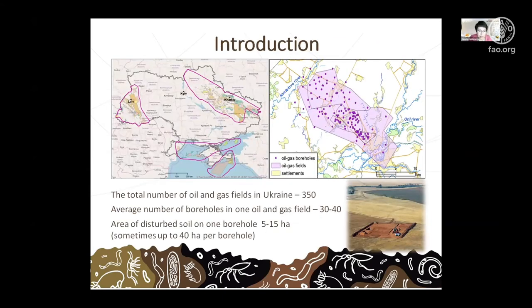Some statistical data. The total number of oil and gas fields in Ukraine is 350. The average number of boreholes in one oil and gas field is about 30 to 40. The area of disturbed soil on one borehole is from 5 to 15 hectares. The natural soils are mainly chernozem, ordinary chernozem.